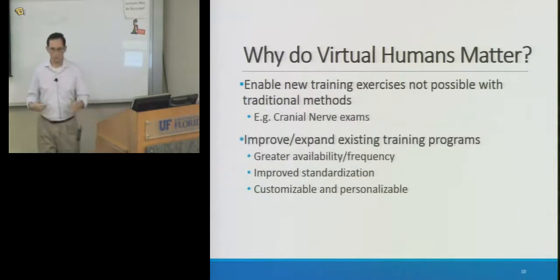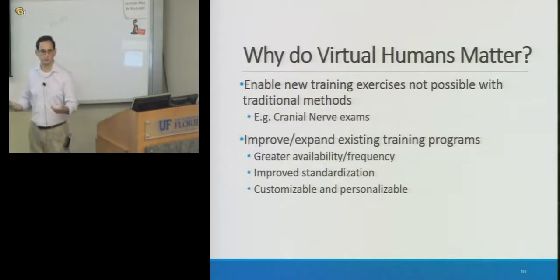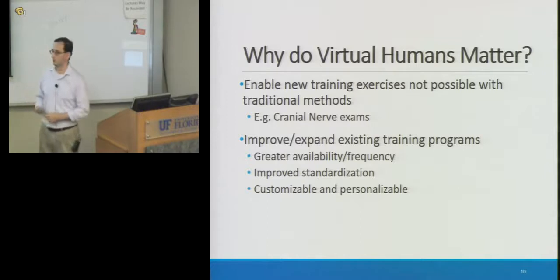So why do we actually care about virtual humans? This is important to consider before we start looking at how we're actually using them. I think there's two main arguments for the use of virtual humans. One is that virtual humans can actually open up new opportunities that aren't possible using traditional methods. The cranial nerve patients are really good examples of this.